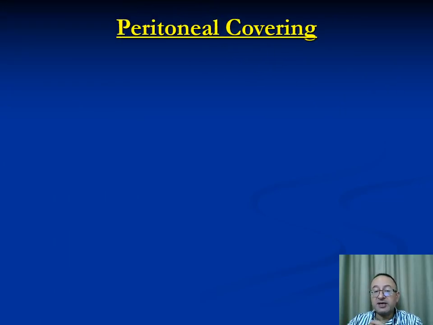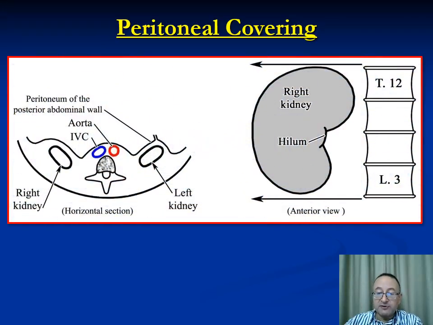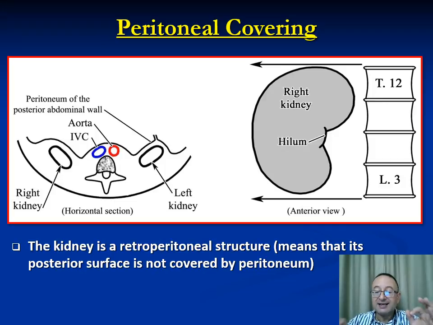What about the peritoneal covering of the kidney? If we look carefully here, this is the kidney, horizontal section. Here the kidney is covered by peritoneum anteriorly. The posterior surface is not covered by peritoneum at all. That's why we say that the kidney is a retroperitoneal structure. When we have an organ which is covered by peritoneum anteriorly, it is called a retroperitoneal structure.